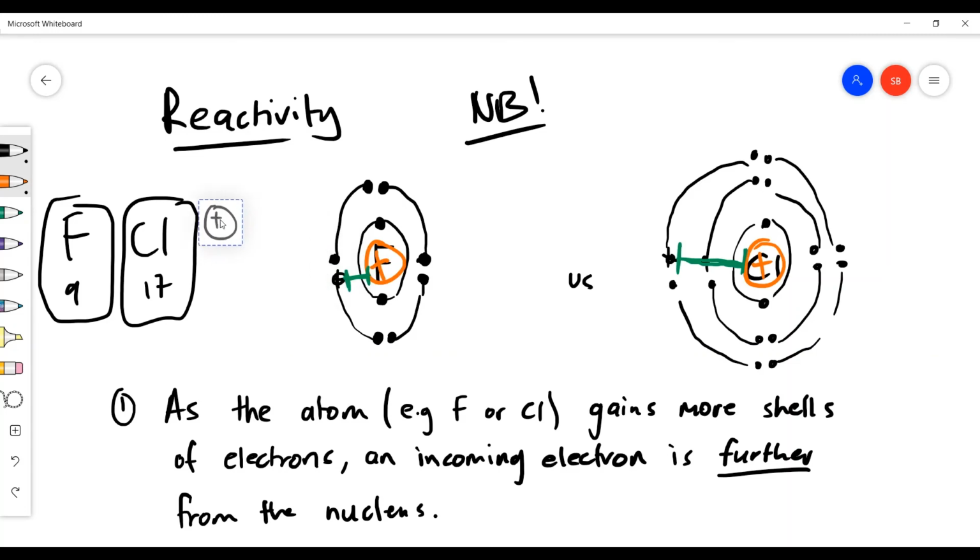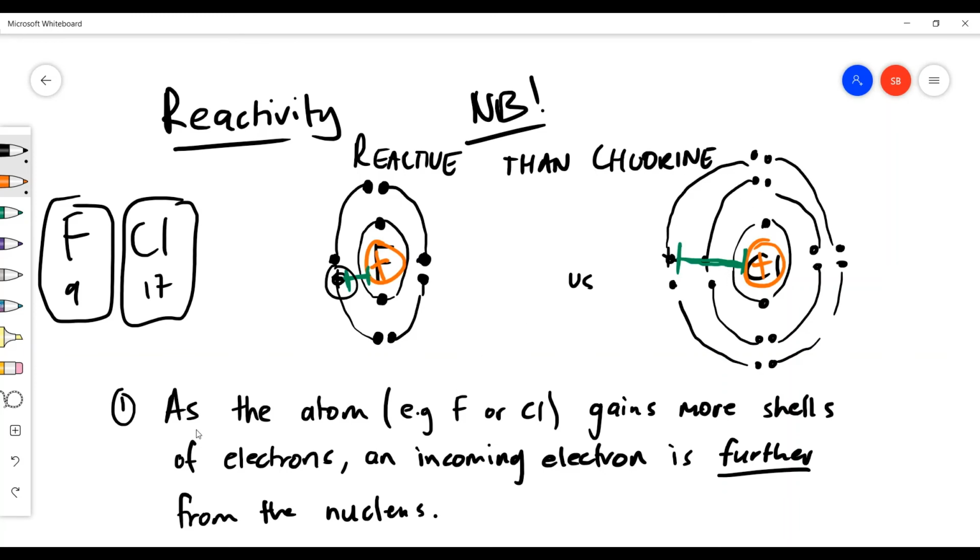So it's because of this positive nucleus that the electron is actually flying in to fill this last spot. Now, if you've got a whole bunch of shells, it's much further apart than that. So if we had to say which one is more reactive, we would say that fluorine is more reactive than chlorine, and it's because of this idea of the distance.